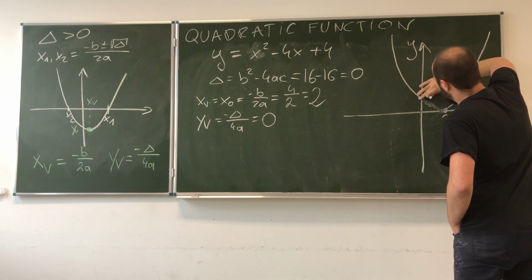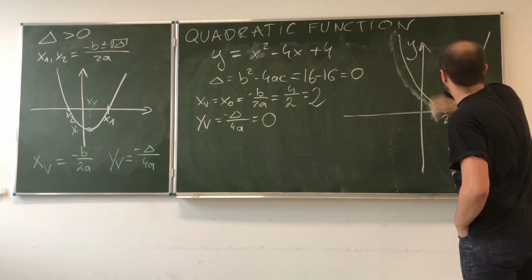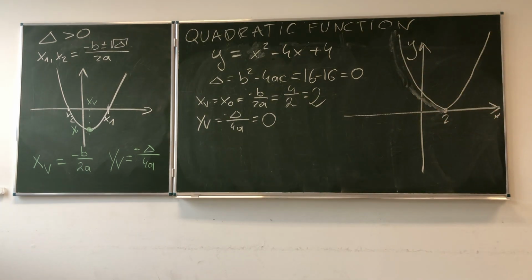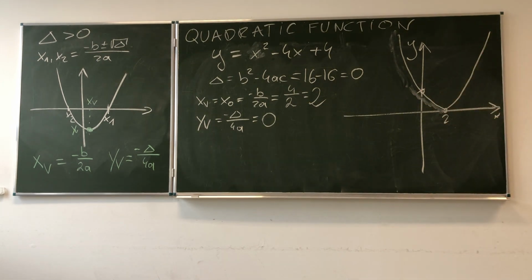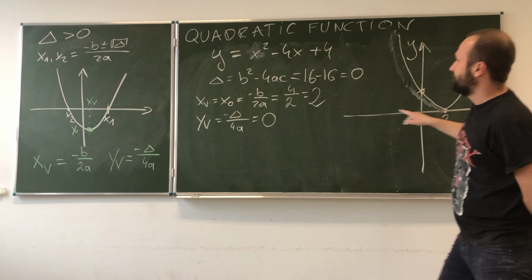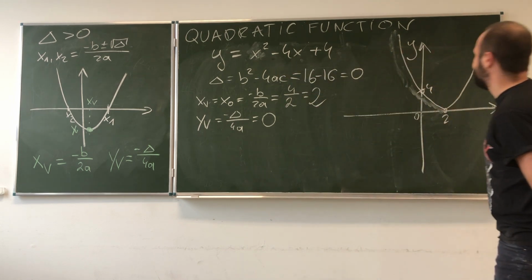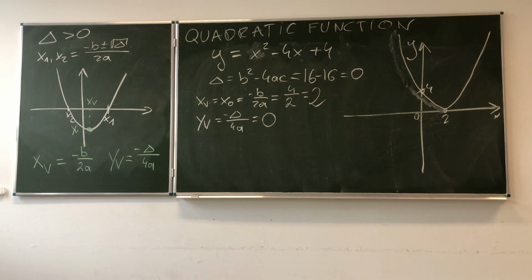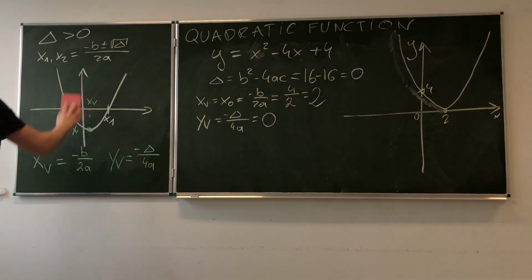Okay, to make it more realistic, I'm going to do it like this. And we're almost done. There is one more interesting point we would like to have. This one. How much is here? Well, it's really easy to calculate. At this point, x is equal to 0, so we are just left with 4. Okay, let's just do another example.